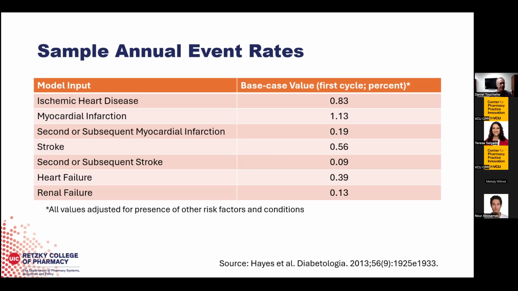But what we see is the risk of ischemic heart disease was about 0.83% in the first cycle. For myocardial infarction, it was a little over 1%. For stroke, it was about 0.6-ish%, and so on. So these were the annual risks of developing any of these complications from diabetes.